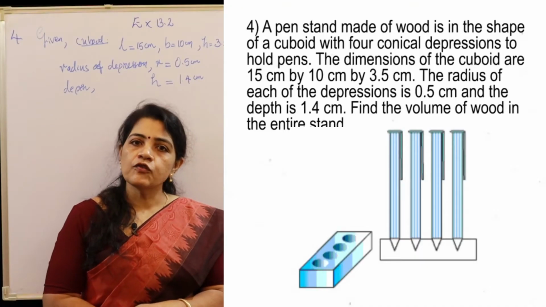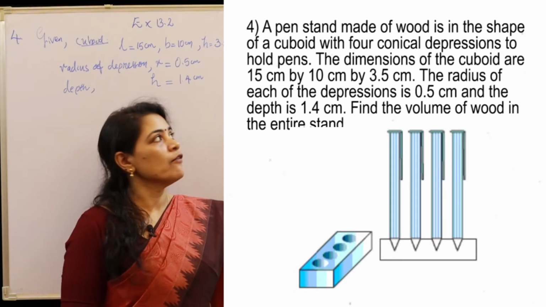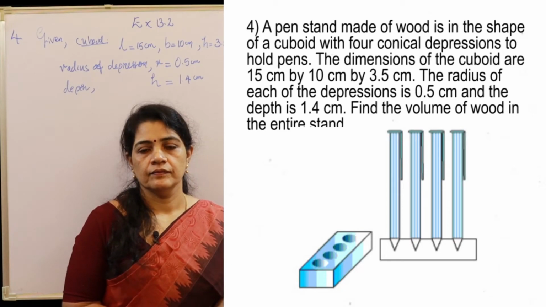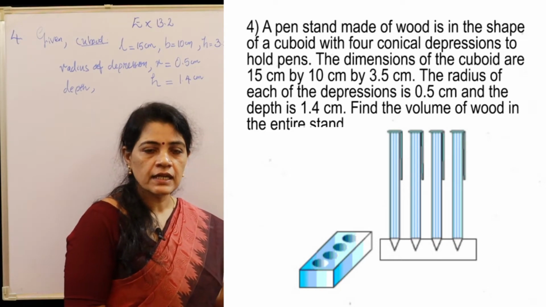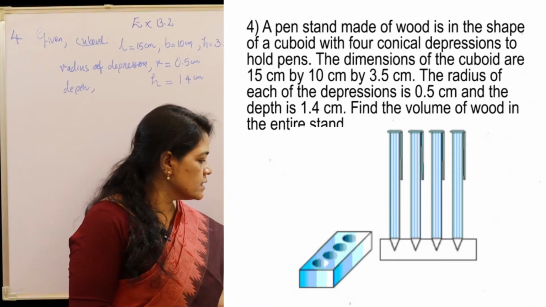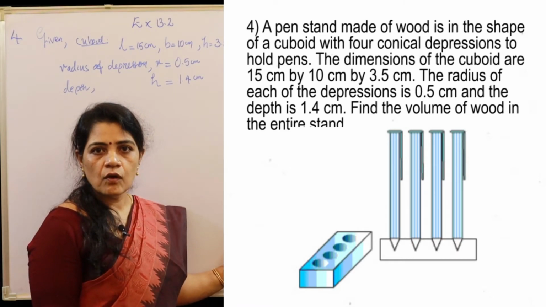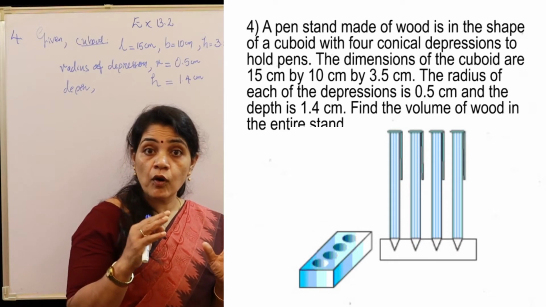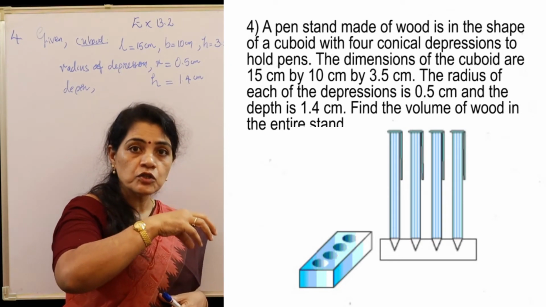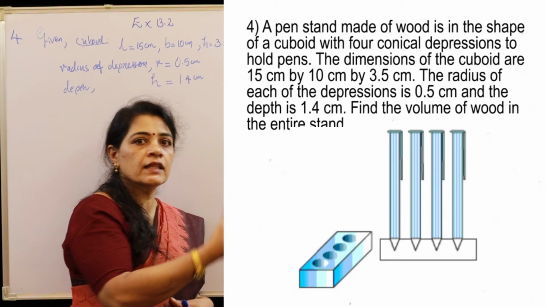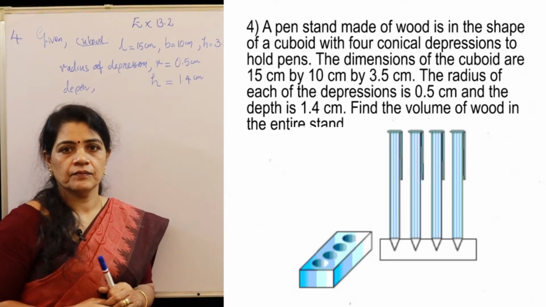In the fourth problem, we are given a pen stand of wood having 4 conical depressions. The dimensions of the cuboidal pen stand are: length is 15 centimeter, breadth 10 centimeter and height is 3.5 centimeter, that is given. So from the cuboidal pen stand, there are 4 conical depressions. That means you have to make 4 conical depressions there, so that much wood should be taken out from the cuboidal wood stand.